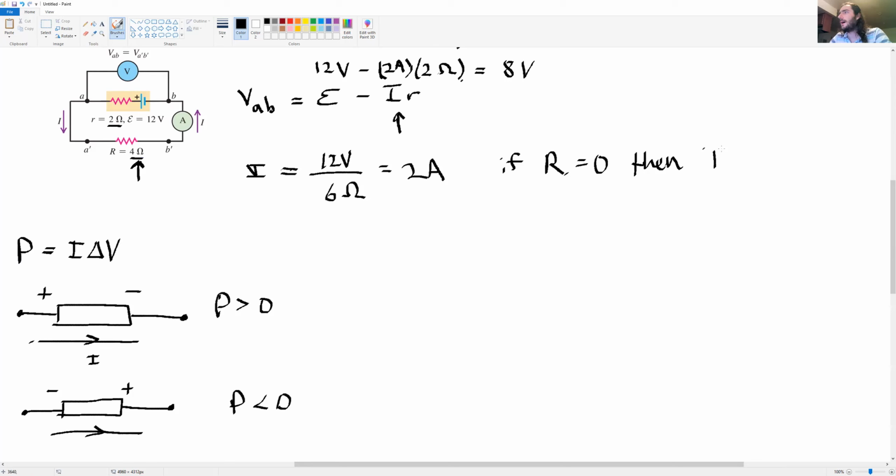then I equals 12 volts divided by 2 ohms, not 6 ohms. It's not big R plus little r anymore because big R is 0. It's just divide by little r, which tells us if we short the battery, the current will be 6 amps.